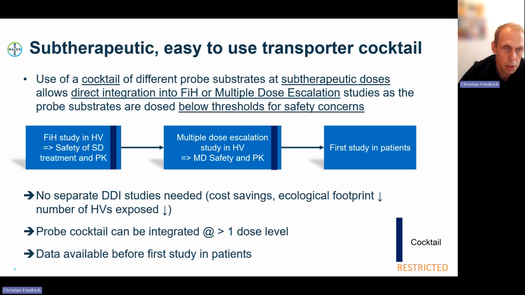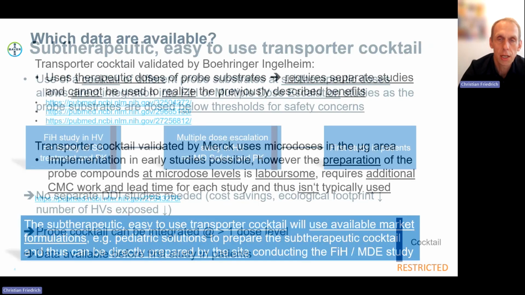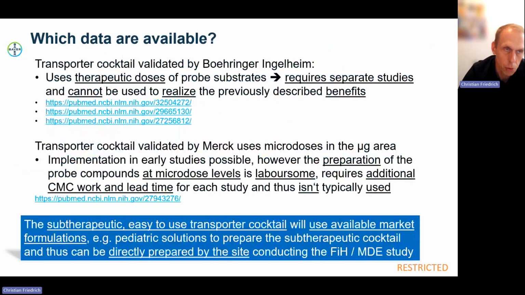And in addition, data will be available before the first study in patients and therefore will inform this first study in patient. Now, which data are available to support our approach? So there is already a transporter cocktail validated by Boehringer Ingelheim. And within that transporter cocktail, Boehringer, they used therapeutic doses of probe substrates.